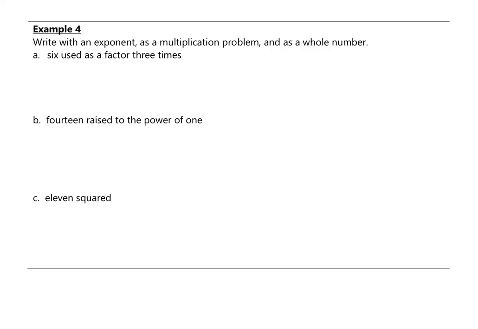And finally, we have a section here that says write with an exponent as a multiplication problem and as a whole number. So they are attempting to tell us about an exponential expression. So something to the something power. And so then we're going to write it as multiplication so that we can write it just as a regular number. 6 used as a factor 3 times means that we have 6, but we need it 3 times. That's what the word factor means, is that we're multiplying together the factor 6 3 times.